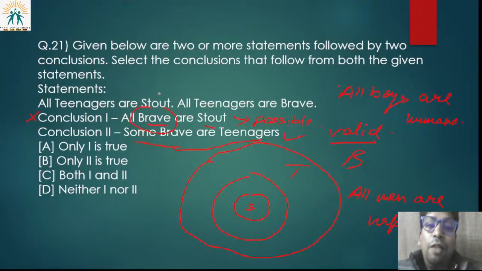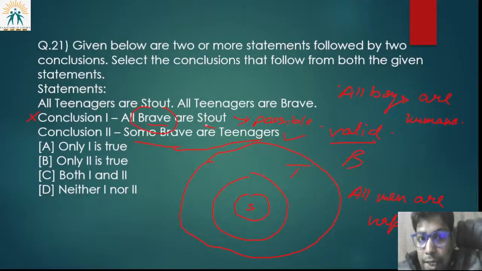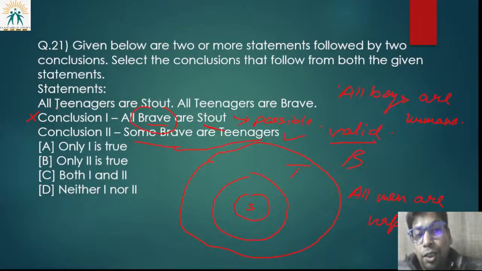So if you say all brave are stout, you can say brave exists. Why? Because you have the word all here. If there is an all, there is a quantity of brave, right? 1, 2, 3 brave, so brave exists. Stout you cannot say. But let's look at the question. All teenagers, so you have to say teenagers exist in numbers, but you cannot say stout exists from here, right? Then all teenagers are brave, right?